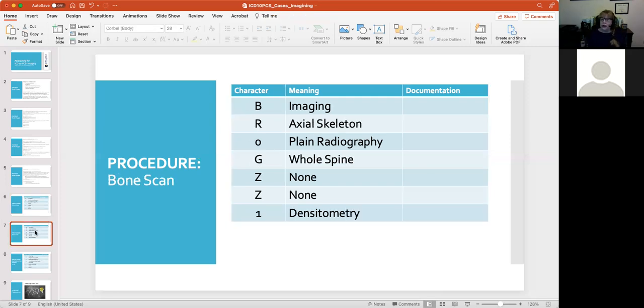Now we have the bone scan, right? So we're going to go to imaging. Now a bone scan, obviously, skeletal system. And this particular part of the PCS section is divided by axial and what's the other part of the skeleton? What do you call these? Look in your book. Your book will tell you.